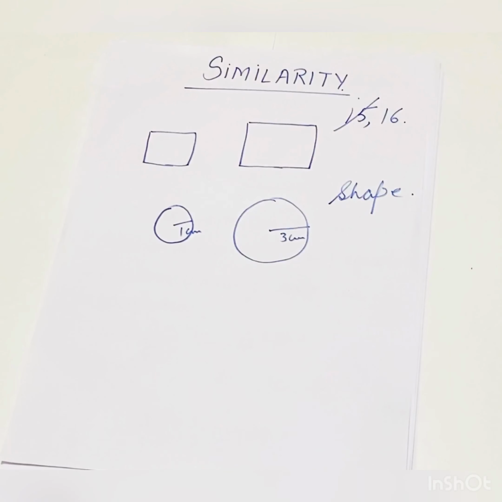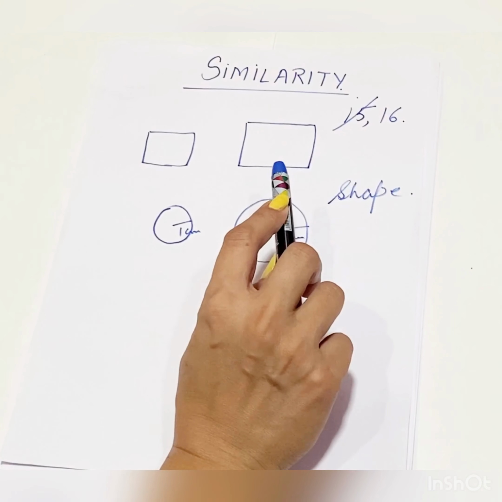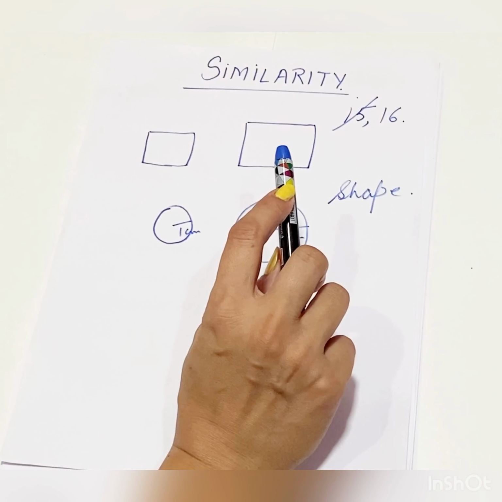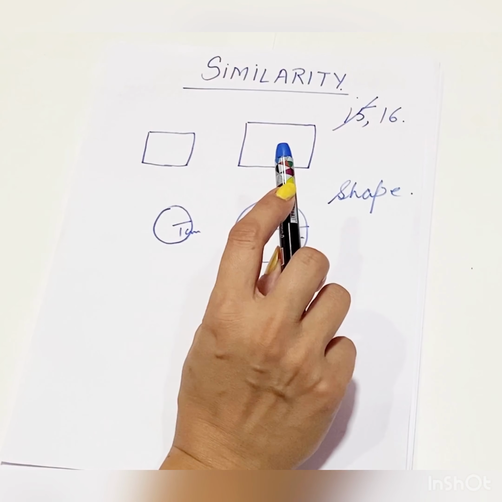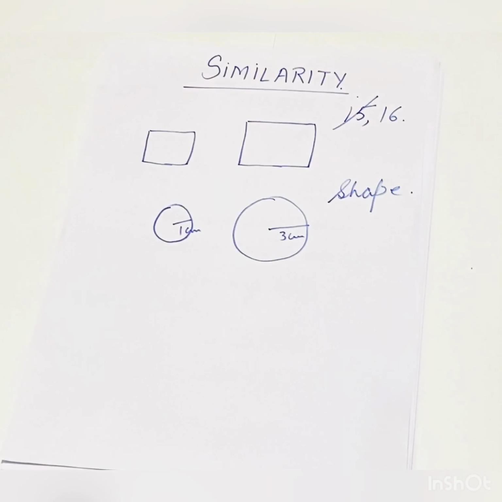We have done congruency also. What do we have in congruency? In congruency, the size as well as shape, both the things are same. But in case of similarity, shape is same but the size can be different. Clear? So in our chapter, we are going to study about similar triangles. What are similar triangles?